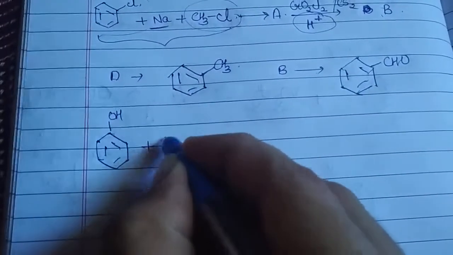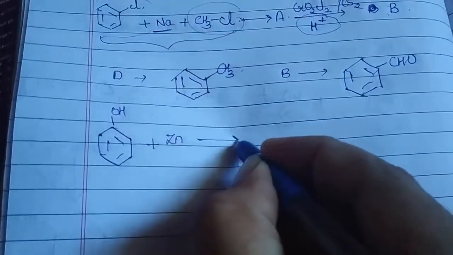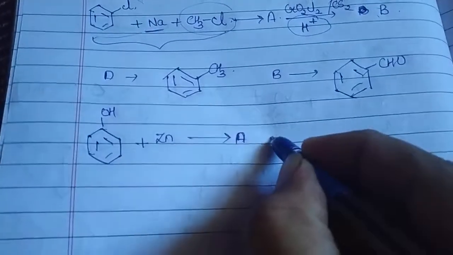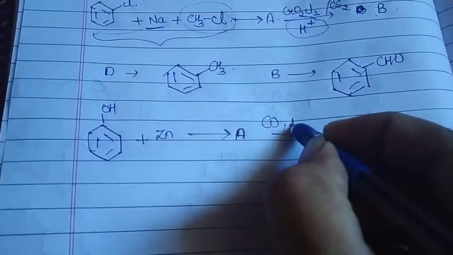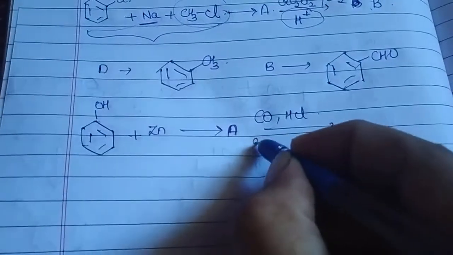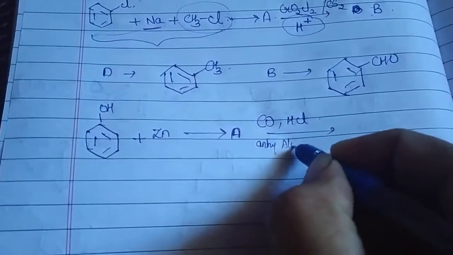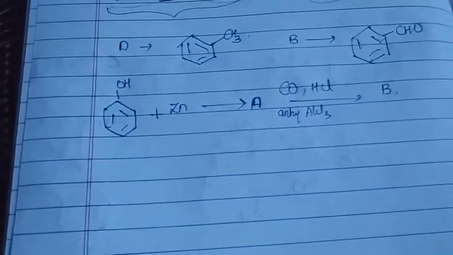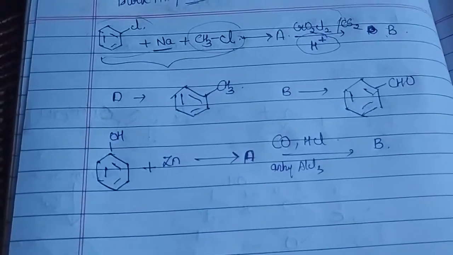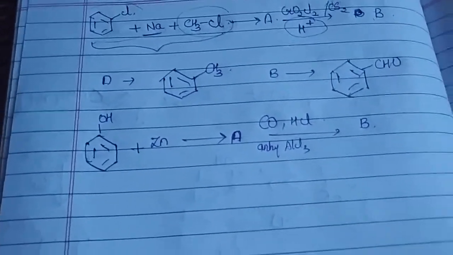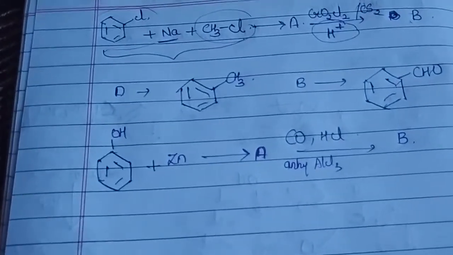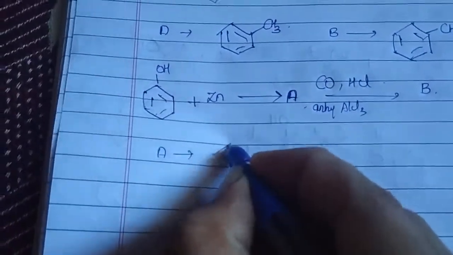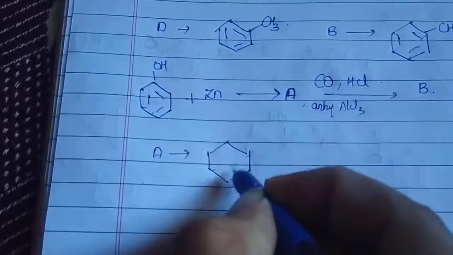I'm going to treat it with zinc dust. Identify your A. Treat this A with your carbon monoxide, HCl, in the presence of anhydrous AlCl3 or your cuprous chloride. Identify your B. Of course, it's a reaction which is involving which one? Alcohols and phenols chapter. Yes, reduction of phenol in the presence of zinc. So what you're going to get over here? Of course, A will be our benzene.